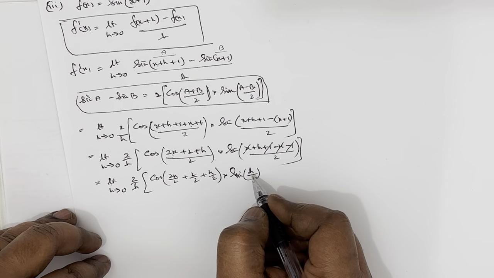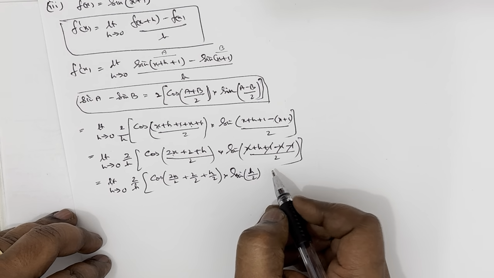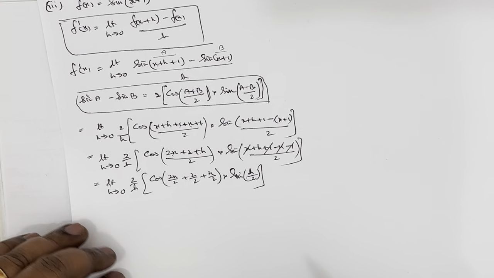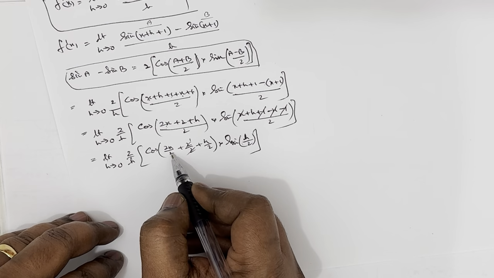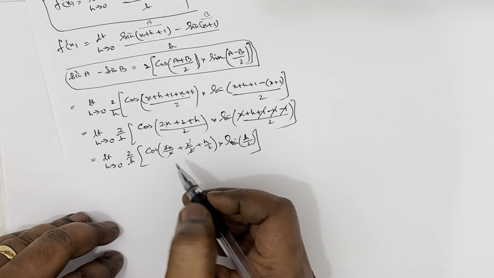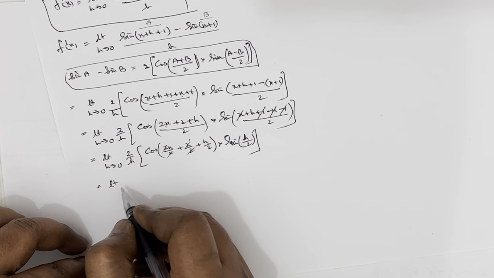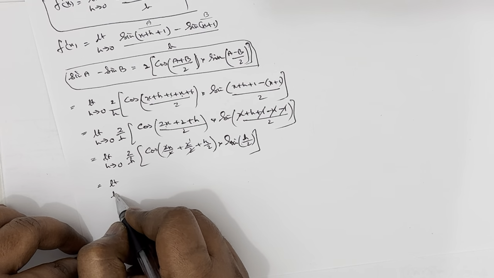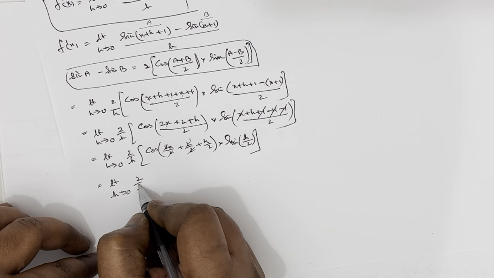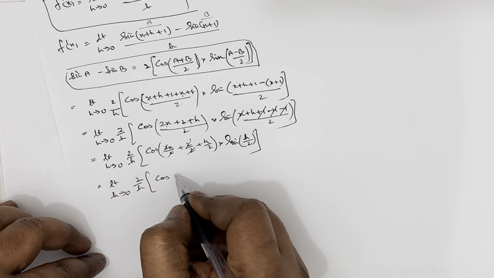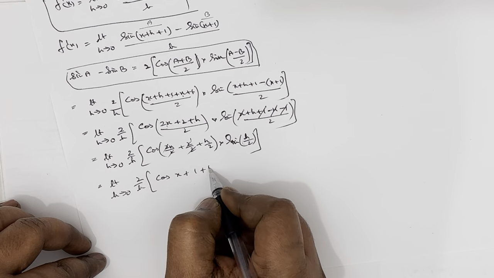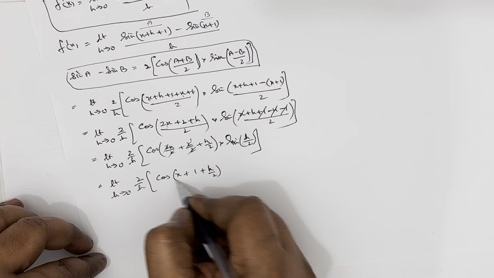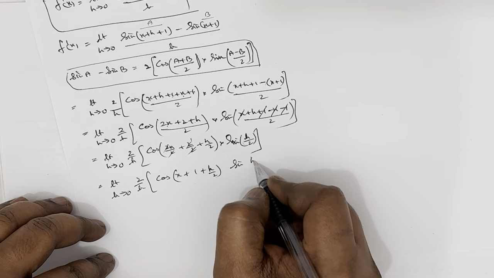Okay, sine, this is the angle of sine, sine h by 2. Now if you see here, this 2 and 2 go, this 2 and 2 get cancelled, you have x. So you can write limit h tends to 0, 2 upon h cos, this becomes x, plus this becomes 1, plus this becomes h by 2, and this becomes h by 2.